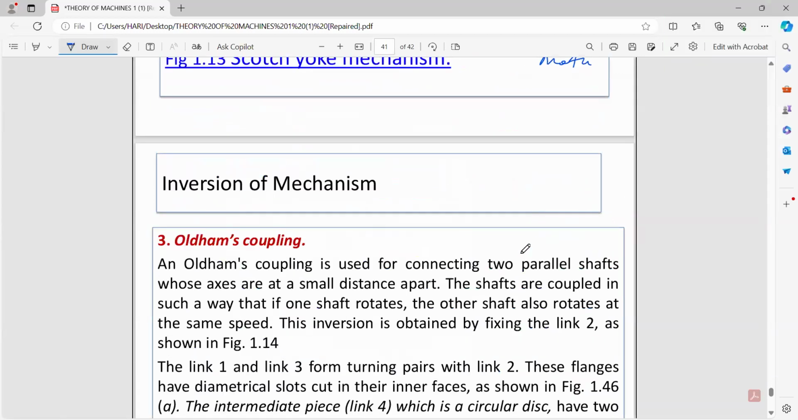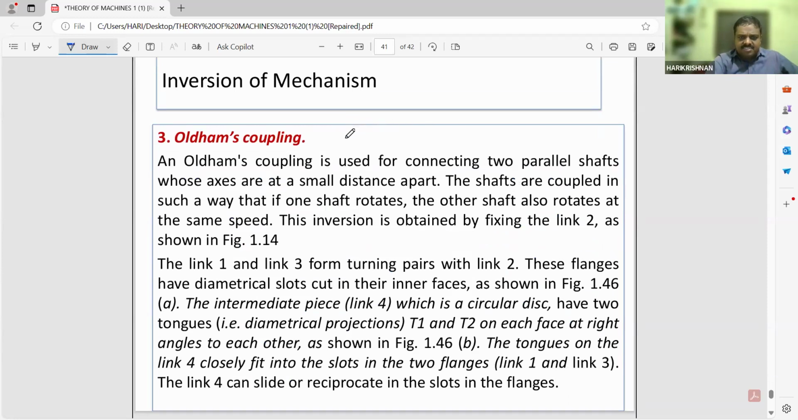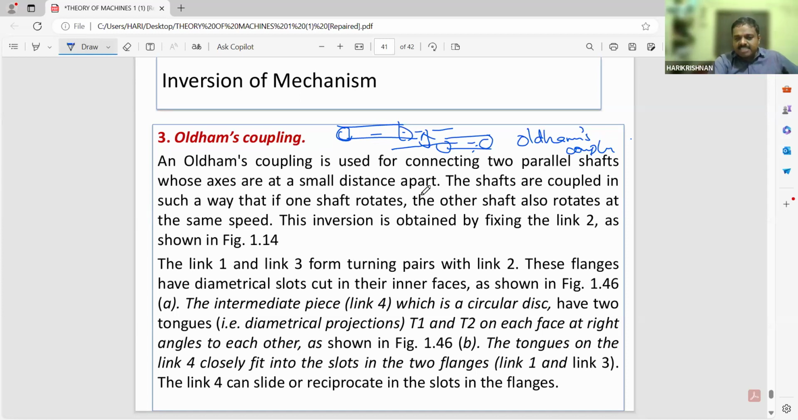Next is Oldham's coupling. You might have seen this. If there are two shafts, one shaft over here and another shaft there, and there is a distance between the centers of these two parallel shafts, then when this type of shaft has to be connected, we use Oldham's coupling. Oldham's coupling is used for connecting two parallel shafts whose axes are at a small distance apart. The shafts are coupled in such a way that one shaft rotates and the other shaft also rotates at the same speed.